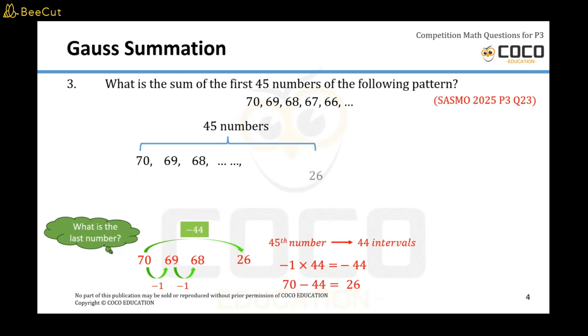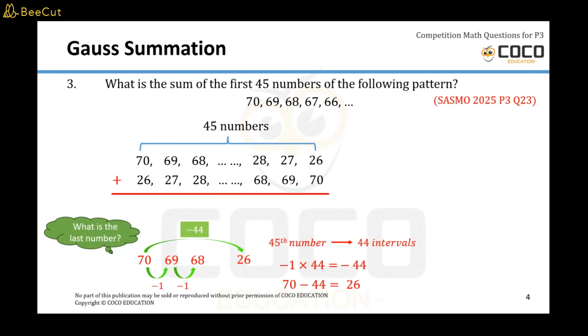And then you can fill in the numbers already. Then you write it in a reverse way. Start from 26, 27, 28, all the way to 70. Then you add these two sets of numbers together. Then you can find the sum of each pair, which is 96, 96, 96. All of them are 96.